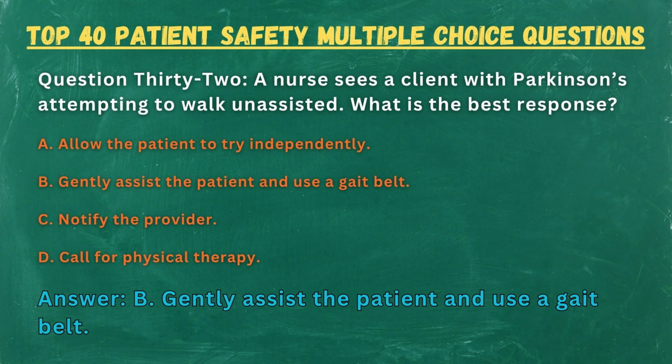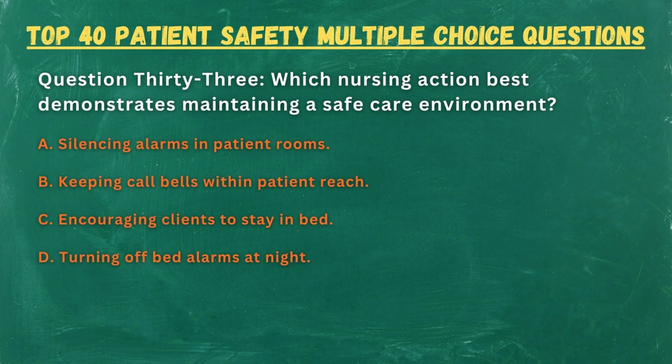Answer: B. Gently assist the patient and use a gait belt. Question 33. Which nursing action best demonstrates maintaining a safe care environment? A. Silencing alarms in patient rooms. B. Keeping call bells within patient reach. C. Encouraging clients to stay in bed. D. Turning off bed alarms at night.